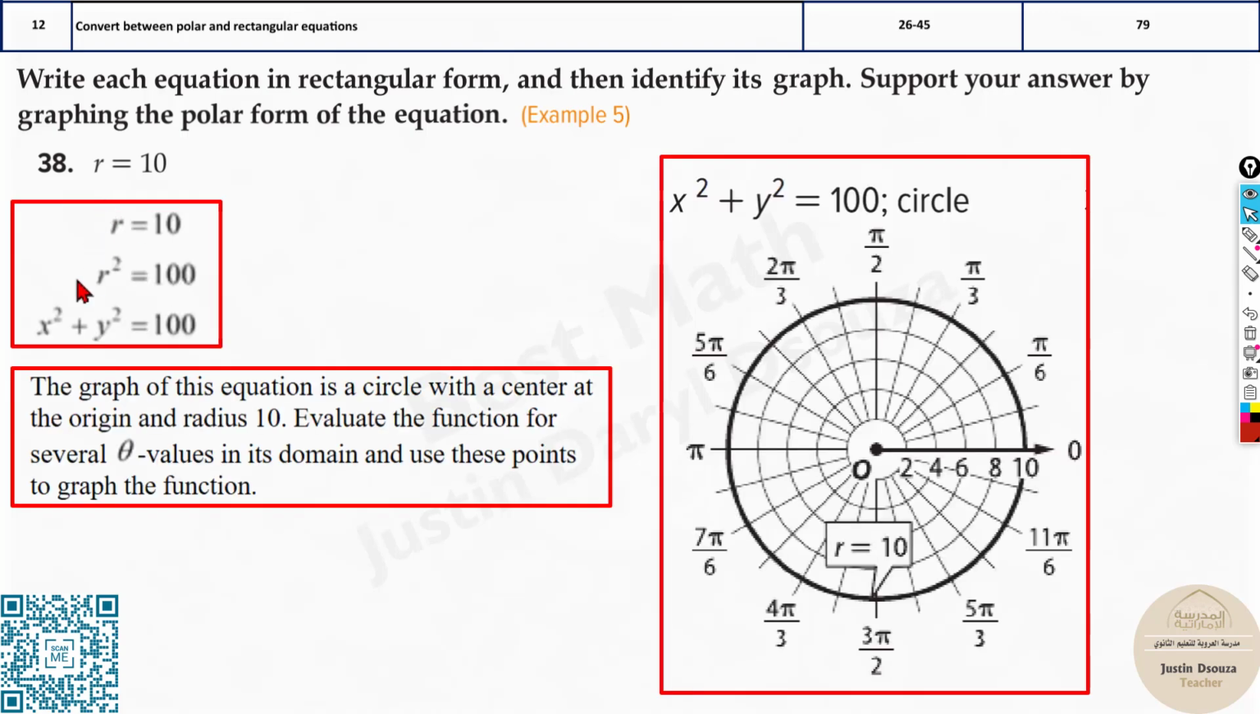Same over here, just use x squared, y squared. That's it. That's the answer. And remember, square both the sides. Here you don't multiply r. Don't think of multiplying. Why? Because there is nothing, no sine, no cosine. You'll just complicate it. So square here, and then r square is x square plus y square.